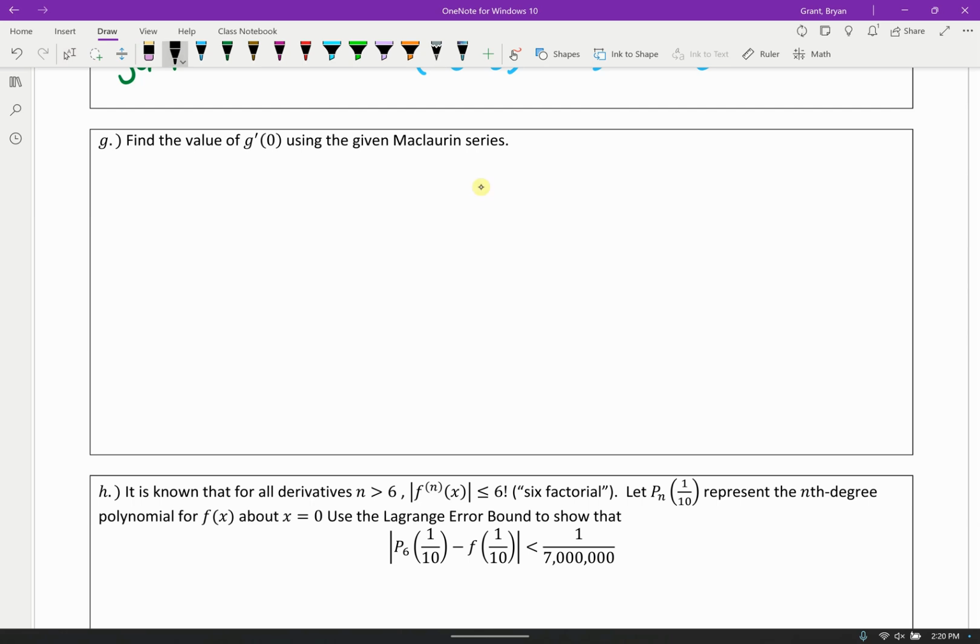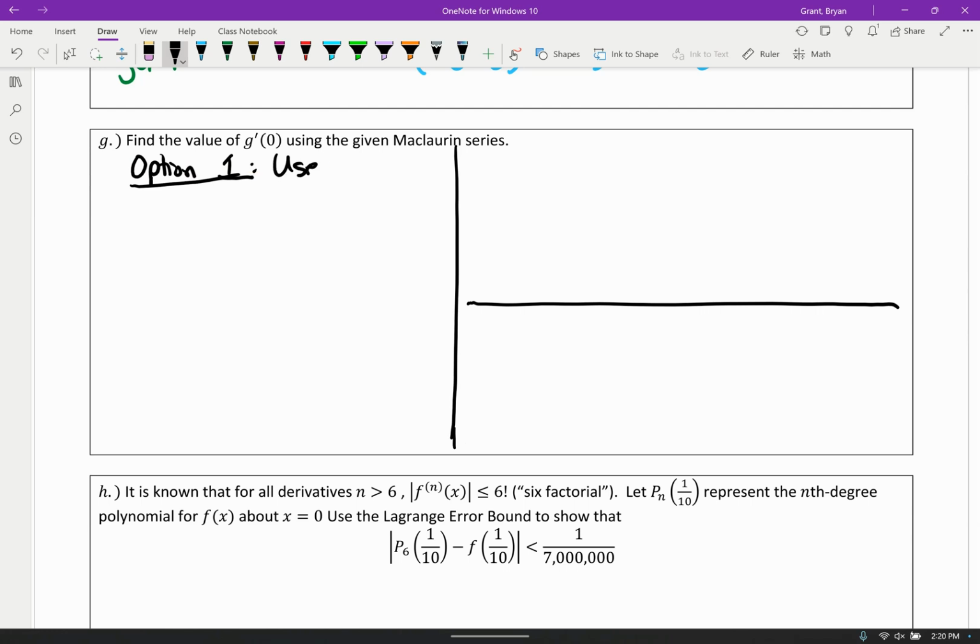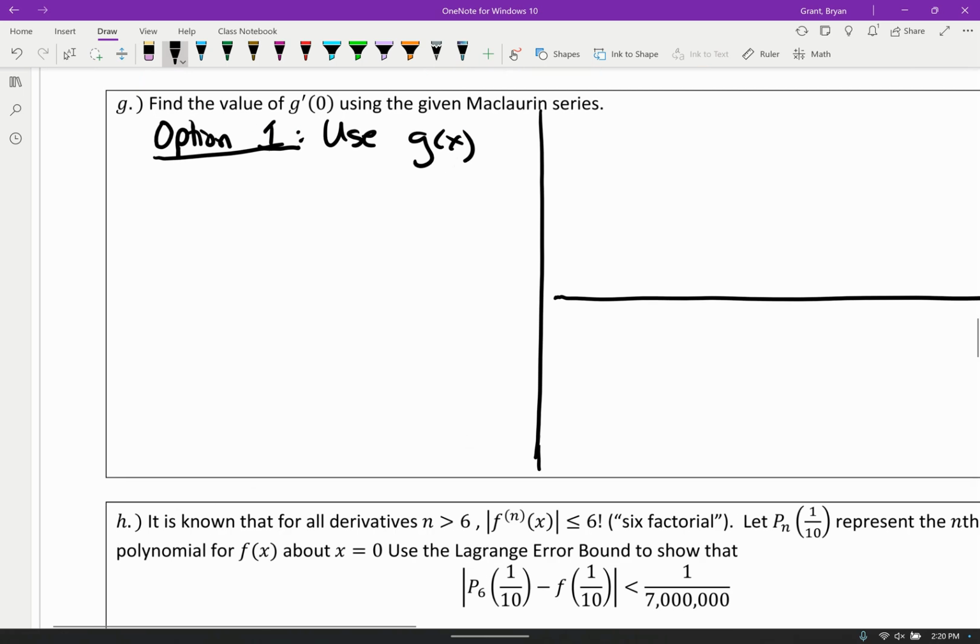So I'm going to go ahead and split my paper into 3 sections here, 1, 2, 3. The first option that you see a lot on the multiple choice and sometimes on the free response is they want you to use g of x. We know g of x, we've done it several times now, where our g of x was x minus 3/2 x squared plus 3x cubed minus 27 over 4x to the 4th, and so on and so forth. Now, they want g prime of 0.